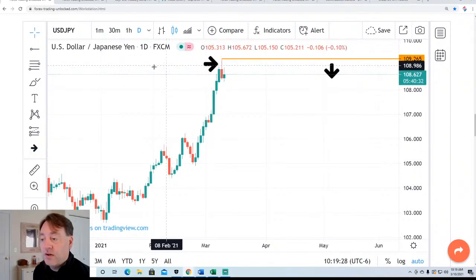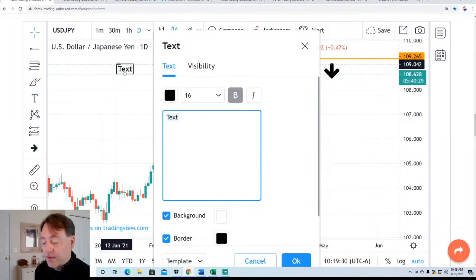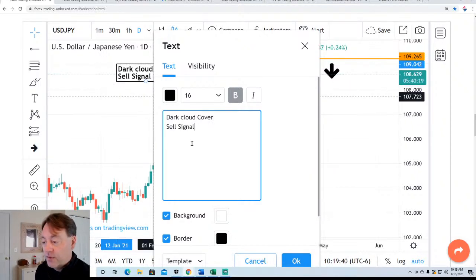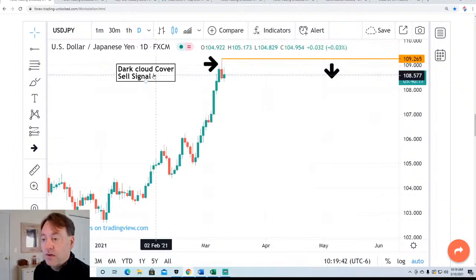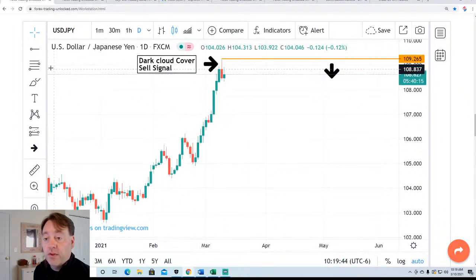This here is also a dark cloud cover. Remember, we had that other dark cloud cover sell signal. All right. Oops, we don't need a space there. Let's put this up here. Okay. So what are we looking for here?